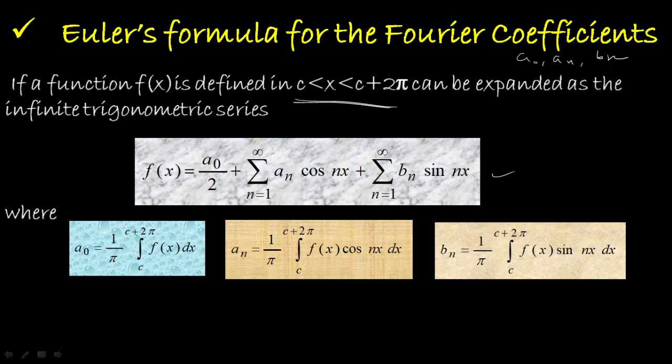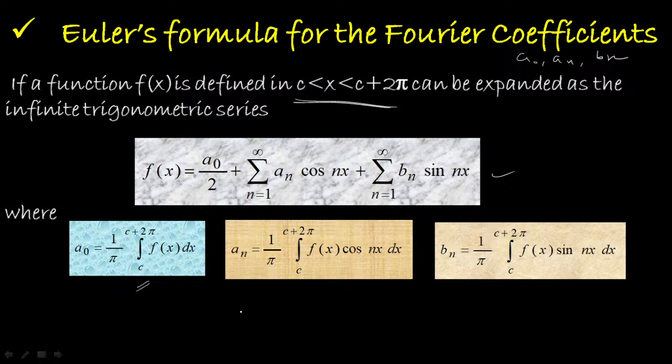f of x is equal to a naught by 2 plus sigma n is equal to 1 to infinity a n cos n x plus sigma n is equal to 1 to infinity b n sin n x. Here a naught is calculated by the formula 1 by pi integral c to c plus 2 pi f of x dx, and you have to take the least value in the lower limit of the integral. a n is equal to 1 by pi integral c to c plus 2 pi f of x cos n x dx, and b n is equal to 1 by pi integral c to c plus 2 pi f of x sin n x dx.